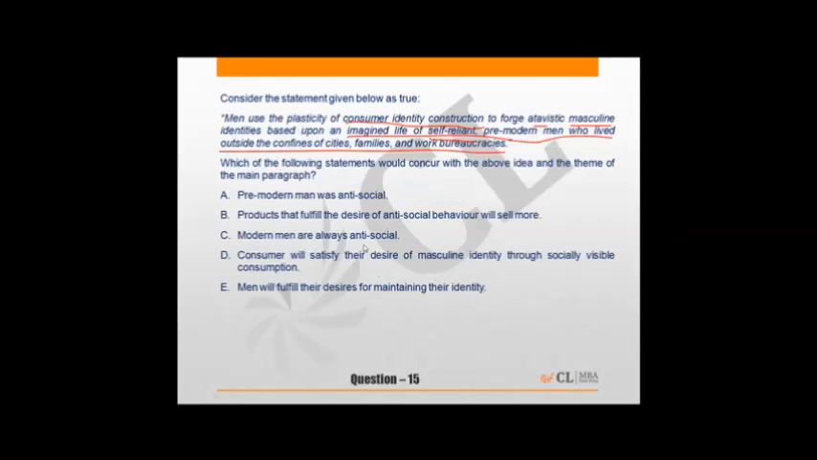And option D is in sync with both the ideas, which says that consumers will satisfy their desire for masculine identity through socially visible consumption. Therefore, the answer to this question is option D. Option A talks about antisocial behavior, which the passage has got nothing to do with. The passage makes no reference to it. Now option E has nothing to do with masculinity, doesn't talk about masculinity at all, and therefore can be eliminated. Hence the answer is option D.